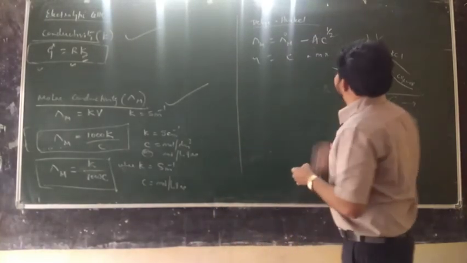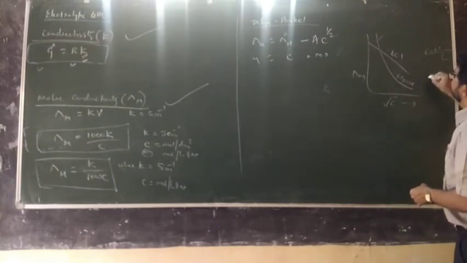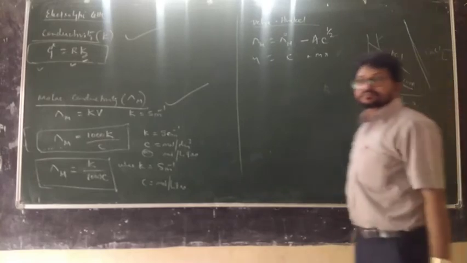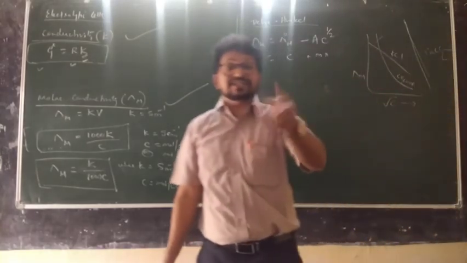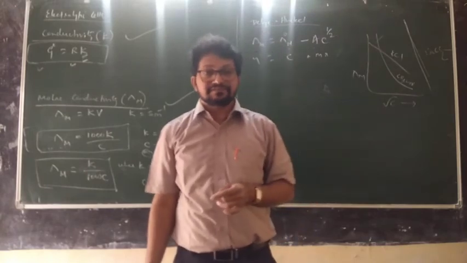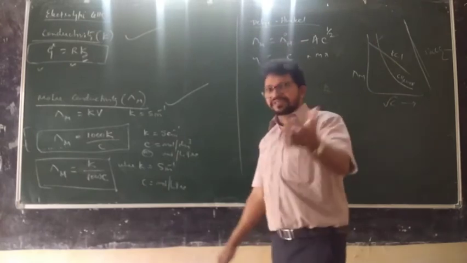So A depends on, for example, instead of KCl, if I take CaCl2, the nature is like this. Slope increases. So the charge of the cation and anion is going to be counted. Okay, the slope depends on the nature of the electrolyte. That also can be a question.